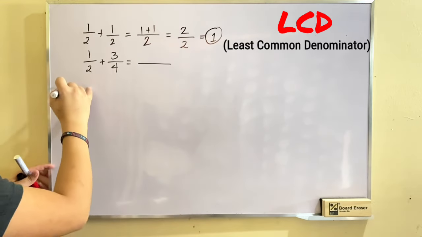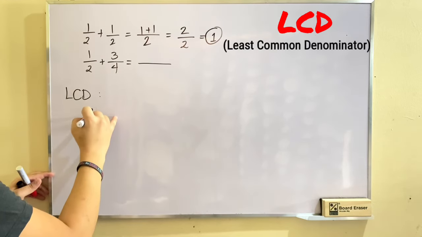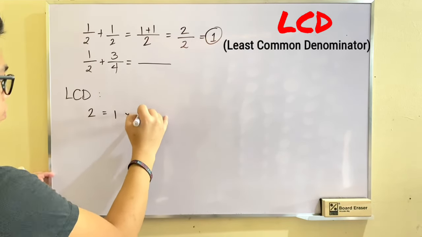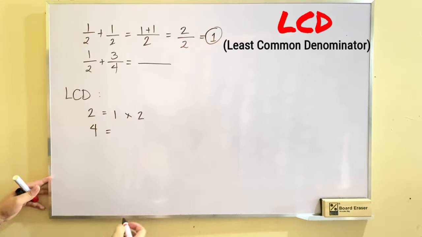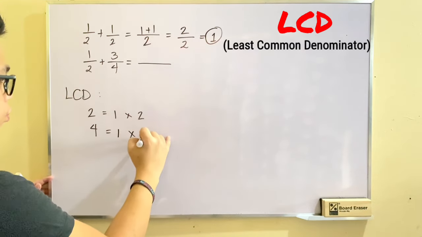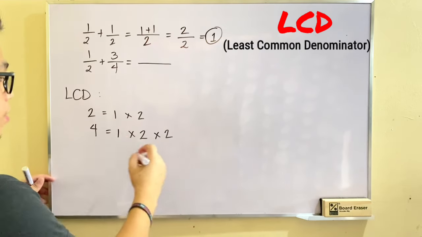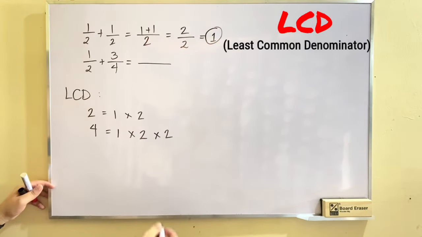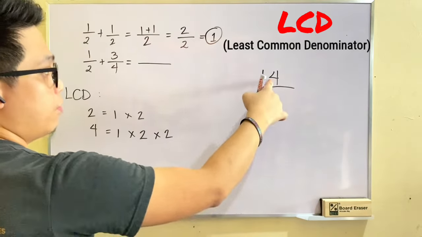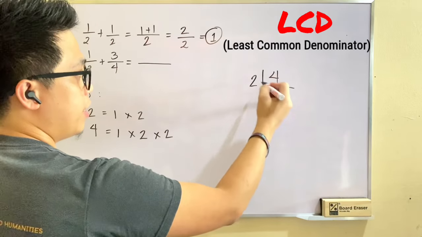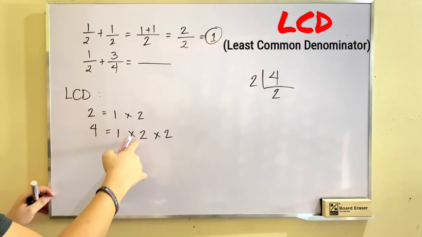So para makuha ang LCD, hanapin natin ang factors ni 2 and ni 4. Ano ba ang factors ni 2? So, 1 times 2. Yan lang. Dalawa lang yan. Si 4, ang prime factors niya is 1 times 2 times 2. Okay? Naintindihan? Saan ko nakuha si 4? Si 1 times 2 times 2. So, si 4, using inverse division, so 4, divide natin sa 2. So, 4 divided by 2 is 2. And 2 is a prime number.